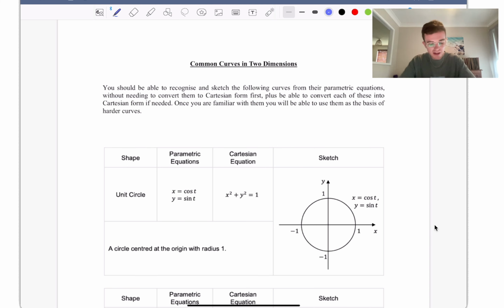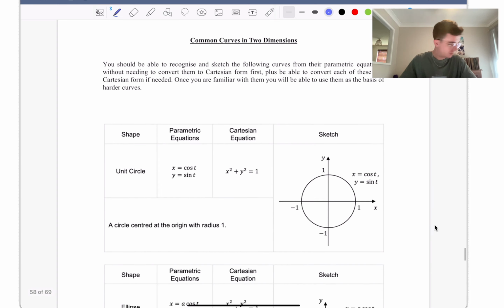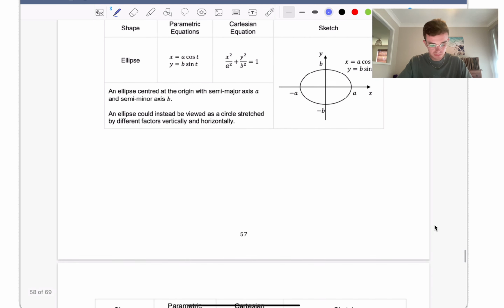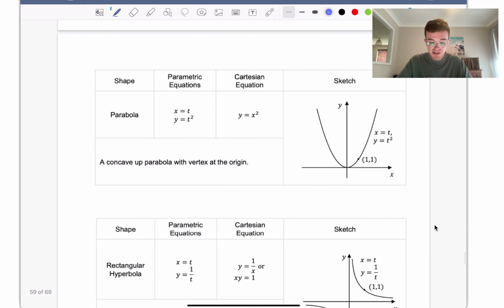So if I've got x as cos t and y as sine t, that's a circle, center at the origin, radius 1. You don't necessarily have to know this one, but this is the equation of an ellipse. If you've got an a and a b there, it's kind of like a squashed circle. x is t, you need to know this one. If x is t and y is t squared, this is the equation of a parabola.